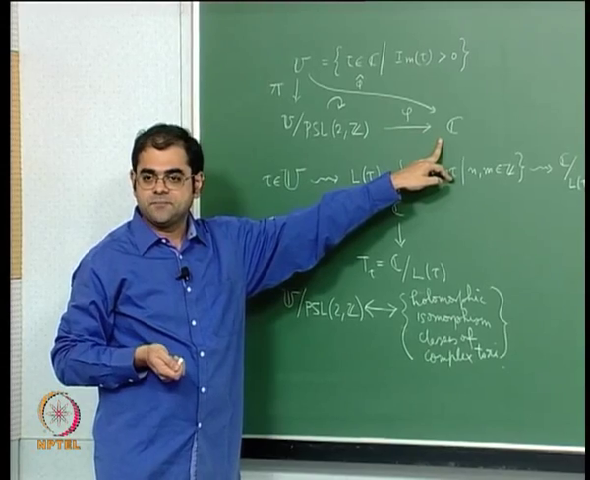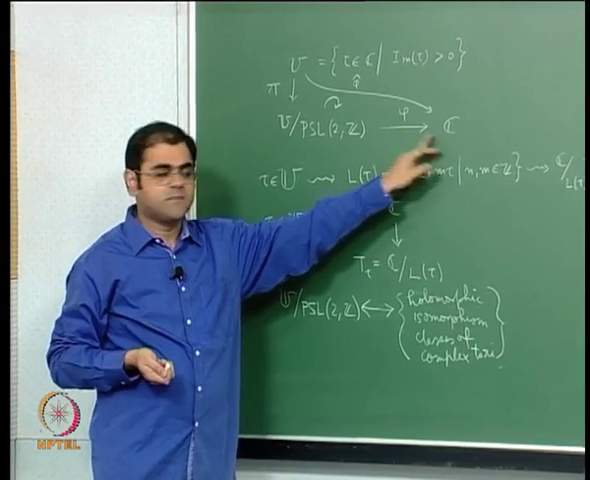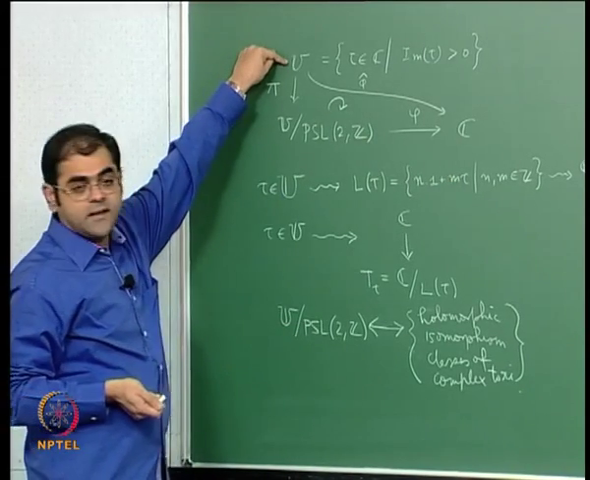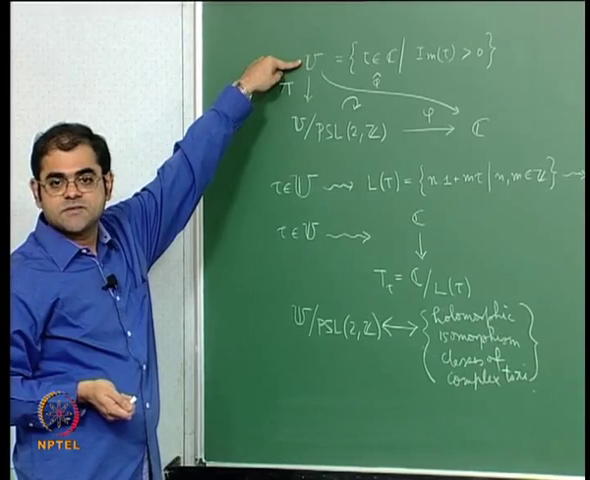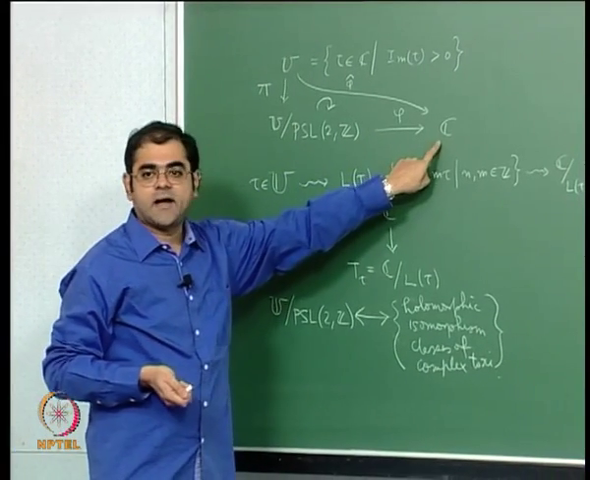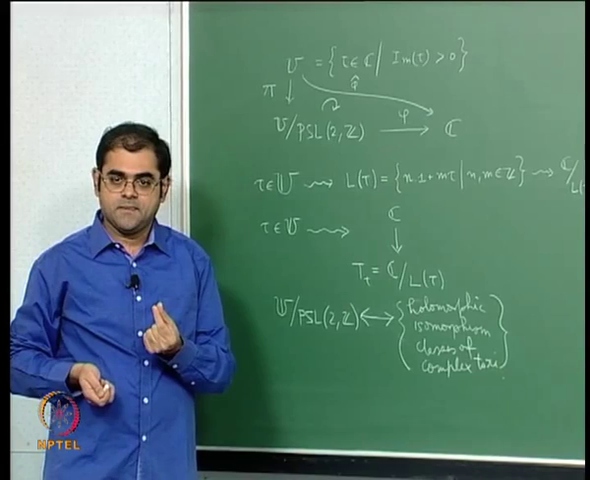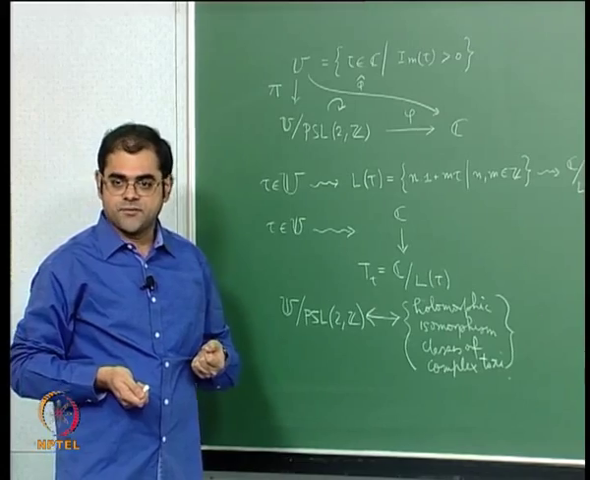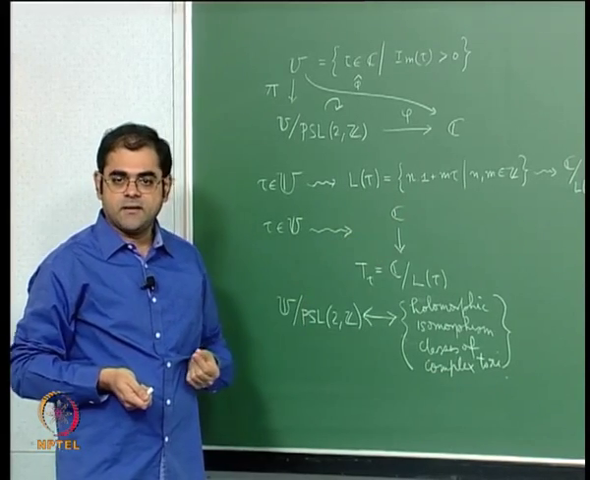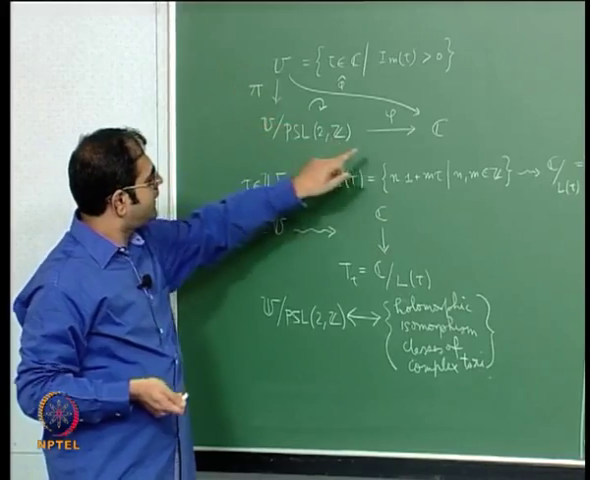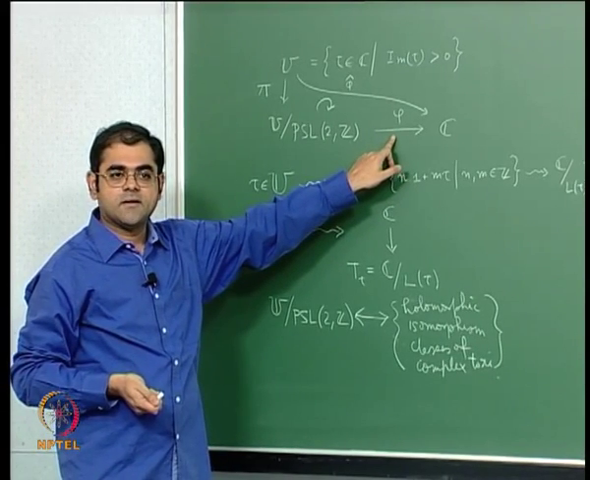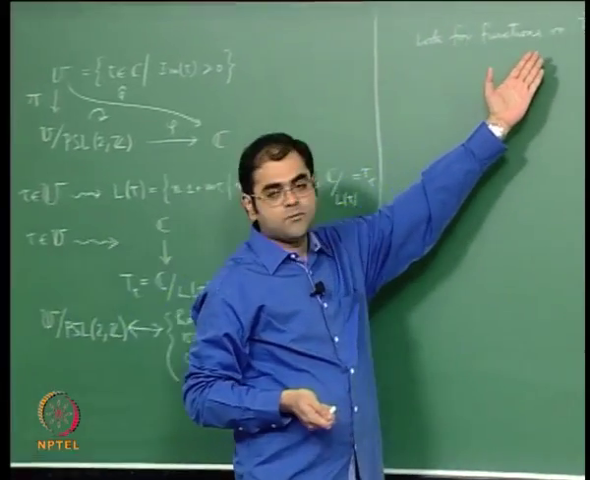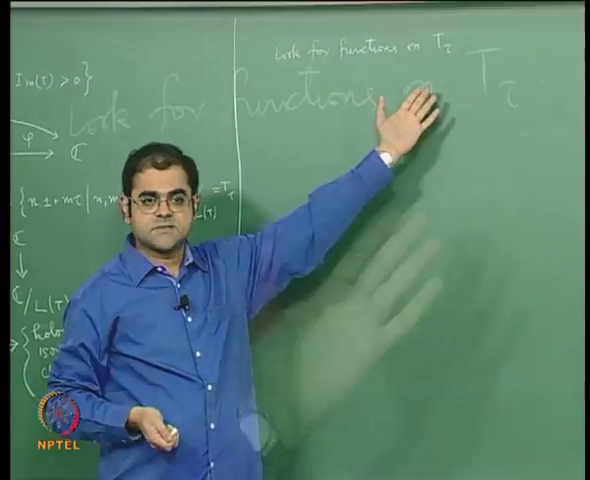Leave alone holomorphic isomorphism, suppose I just want to show that there is a bijection of this with C. Then for every holomorphic isomorphism class of a torus, I have to produce one complex number, and actually you can produce one such number that is called the j-invariant of the torus, and we will see that. But the point I am trying to make is that trying to look for invariants like this naturally leads you to look at functions on the torus.